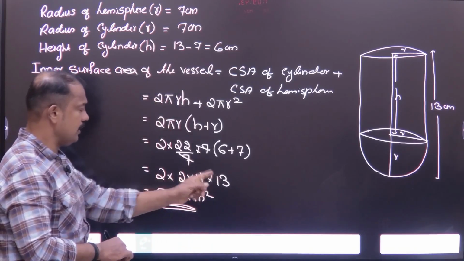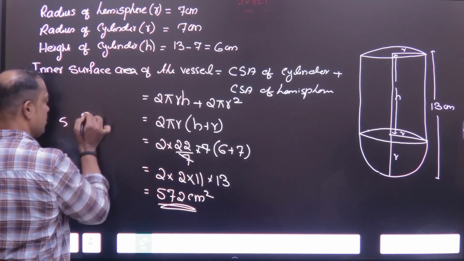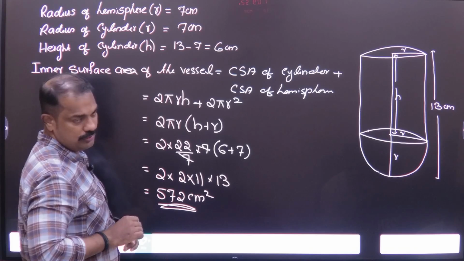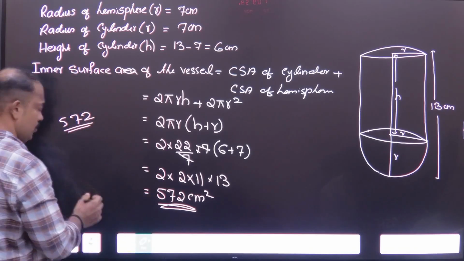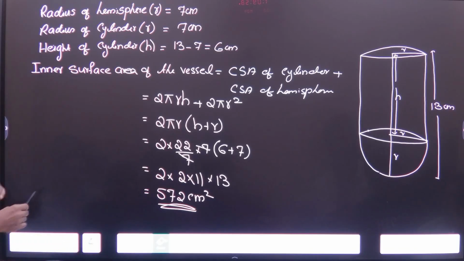Yes, 2 into 13 is 26, 26 into 2 is 52, 52 into 11: 5 plus 2 is 7, put it in the middle. So what is the answer? 572. Area will come in square, so the answer is centimeter square. Method clear?